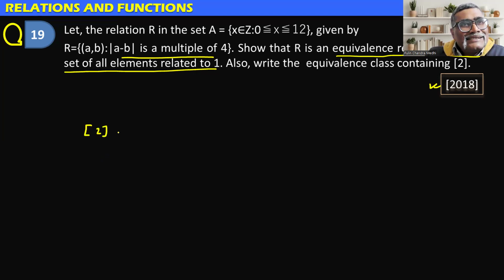Let us try to write this directly. 2 will be there because 2 minus 2 is 0. 0 is divisible by 4. Fine. Then 6 will be there. 2 minus 6 is minus 4. Modulus is divisible by 4. Then 10 will be there. No more, because after that you will get 4. 14, 14 is not here. So this is the set. That's it. So today I'll finish with this question here.